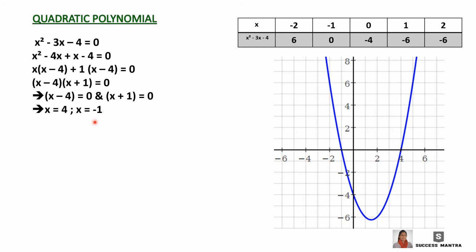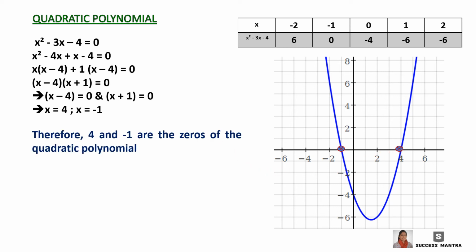We can also obtain the same values from the graph. That is, the points where the graph crosses the x-axis are the zeros of this polynomial. So we will get the same points, that is minus 1 and 4. So this is how to find the zeros of a polynomial graphically.